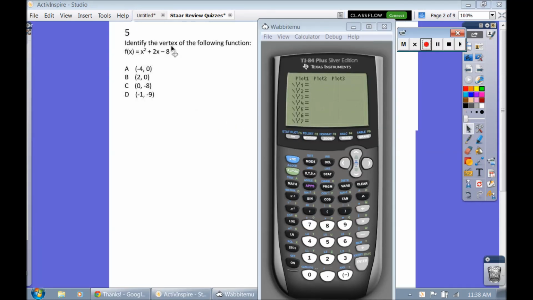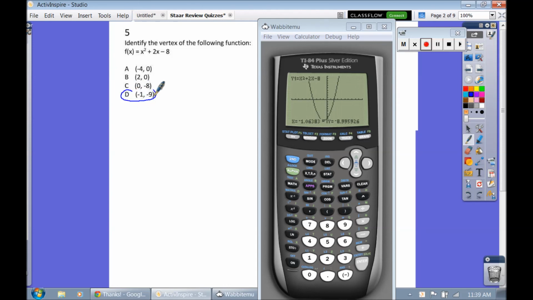Number 5, identify the vertex. Ooh, the vertex. There are 2 types of vertices on a parabola. There's a minimum and a maximum. So we're going to type this in and see what we have. If you look here, we have a minimum because that's the lowest point that graph goes. So you could use the trace button and get close, like negative 1, negative 8.9, so negative 1, negative 9. Okay, great. That was pretty easy.